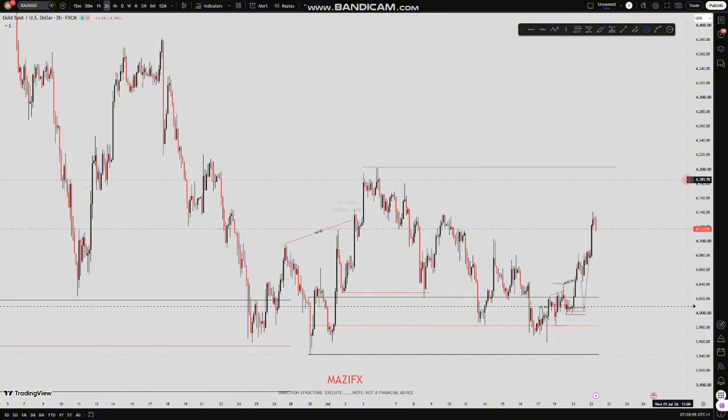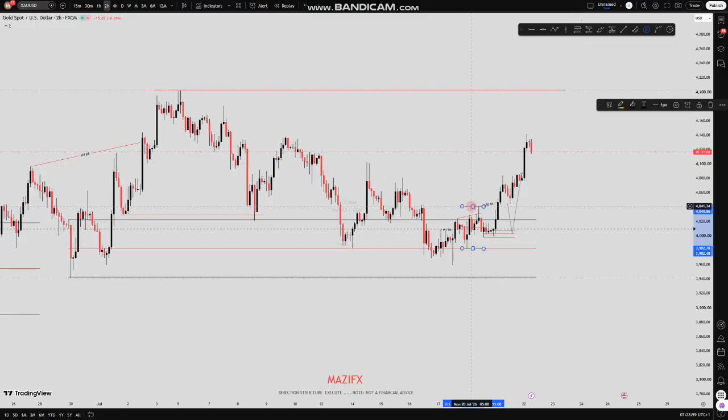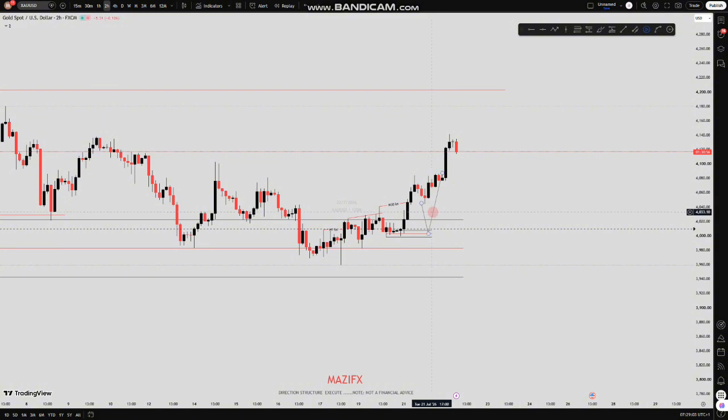Sorry, I just marked this. This is not a trade I'm currently on. I'm not on this trade. I just marked it yesterday. So I'm not on any trade on gold. I was just testing out something yesterday.